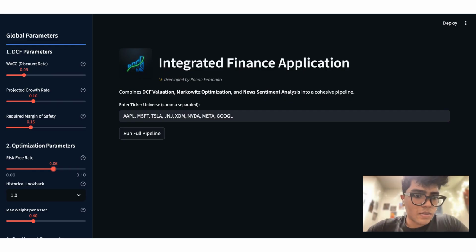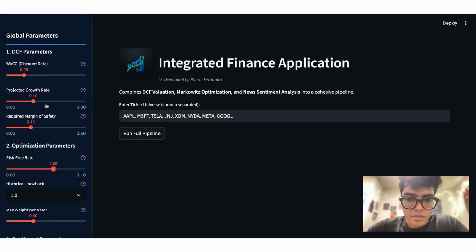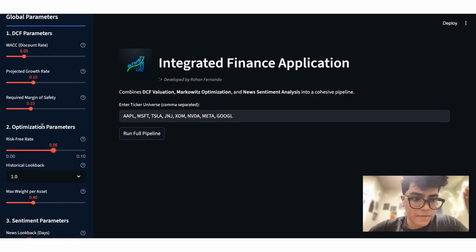You can also see more information if you hover over the question mark right here. The projected growth rate is set to 10%, which is the assumed annual growth rate for the cash flows. Third is the required margin of safety, which is 15% right here. This means that the stock only passes the valuation screen if it's trading at least 15% below its intrinsic value.